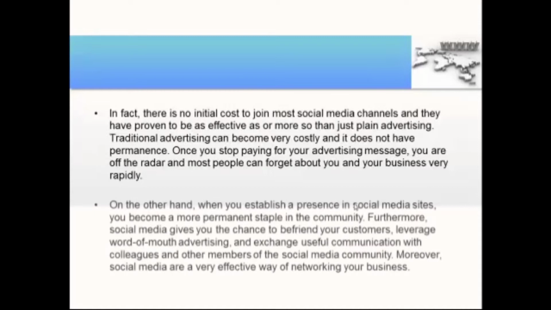Traditional advertising can become very costly, and it does not have permanence. Once you stop paying for your advertising message, you are off the radar, and most people can forget about you and your business very rapidly. On the other hand, when you establish a presence in social media sites, you become a more permanent staple in the community. Furthermore, social media gives you the chance to befriend your customers, leverage word-of-mouth advertising, and exchange useful communication with other colleagues and other members of the social media community.